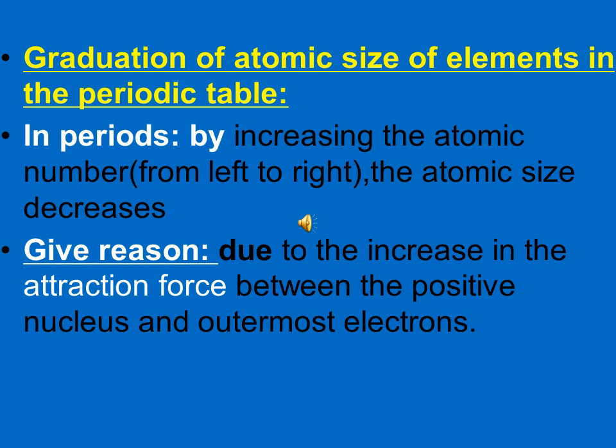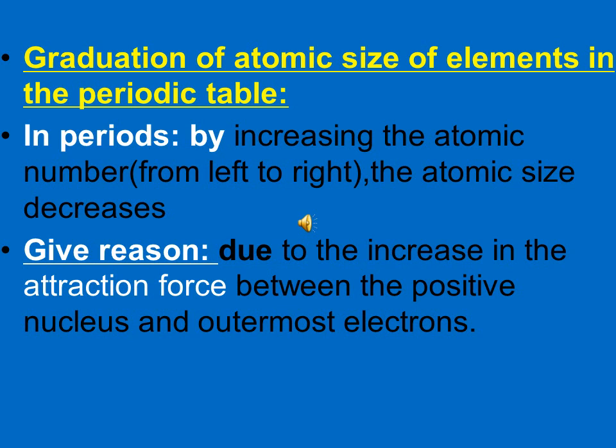Graduation of atomic size of elements in the periodic table. First, we'll talk about the atomic size in periods. In periods, by increasing the atomic number from the left side to the right side in the period, the atomic size will decrease. So the atomic size decreases as we go from the left side to the right side in the period. Why? Because the attraction force between the nucleus and electrons increases.